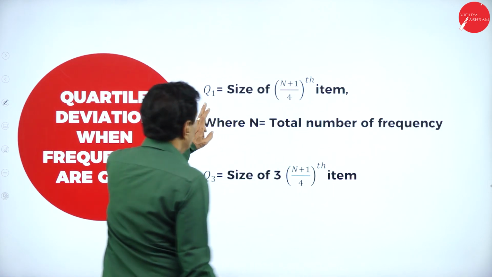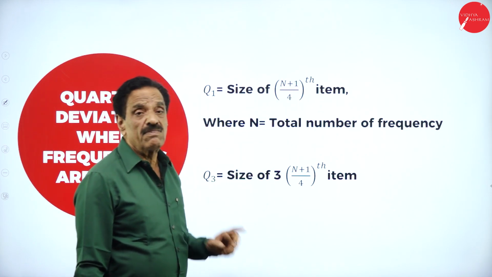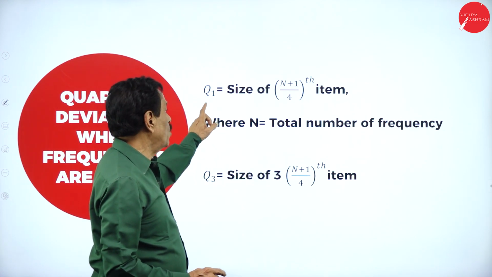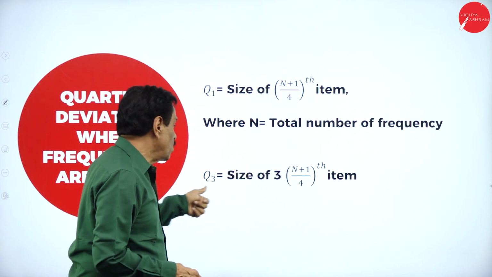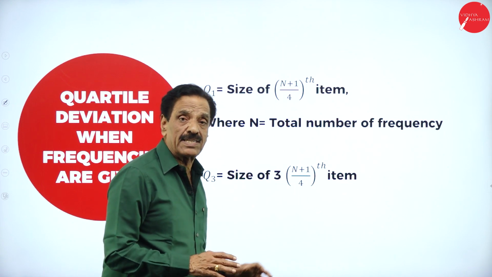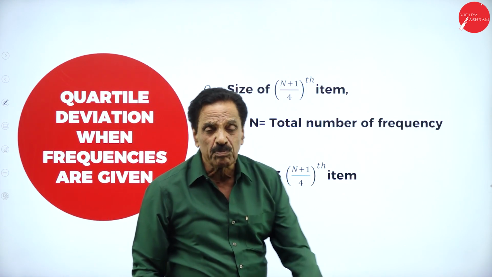So here Q1 is size of (n plus 1) divided by 4th item, where n is equal to total number of frequency. Whereas Q3 is equal to size of 3 into (n plus 1) divided by 4th item. This is the formula for Q1, this is the formula for Q3. We'll go to the problem now.